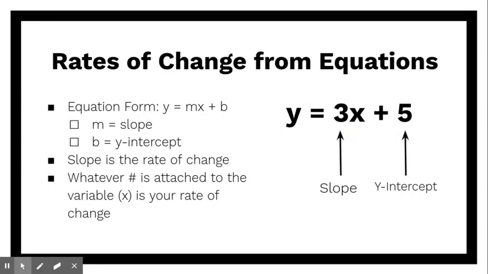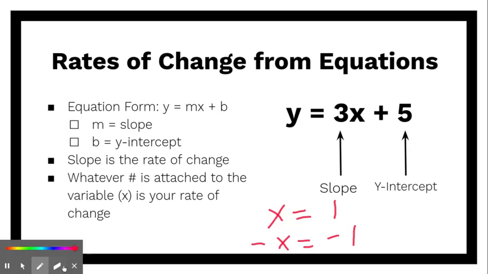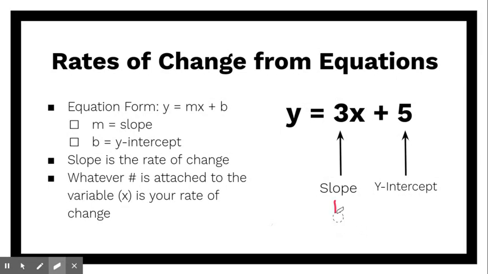Let me write that out. Just an x equals 1 as the rate of change. A negative x equals negative 1 as our rate of change. Pretty simple. So let's look at some examples and see how it goes.